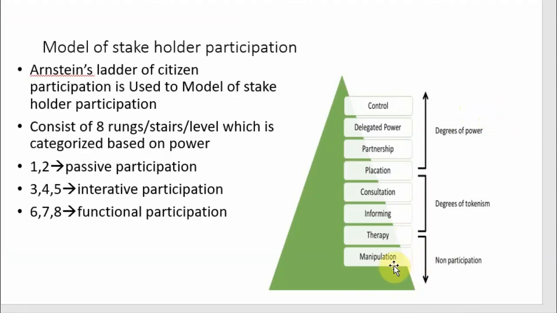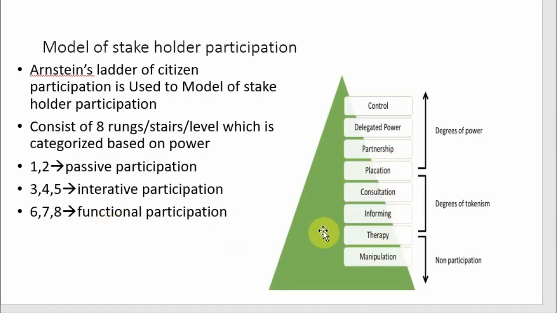The first and second, that is therapy and manipulation, are passive participation or non-participation. It consists of a community forum, some media and all. Next are informing, consultation and placation. So it is actually interactive participation. Here a mass community or high-level citizen jury is formed. They focus on the project discussion. It deals with the opportunity of citizens to hear and be heard and engage in consultative bargaining. So it will have a degree of tokenism.